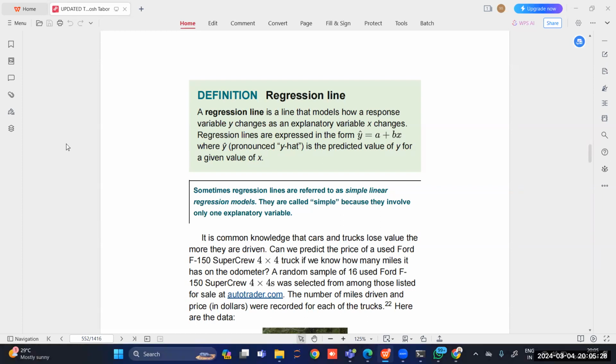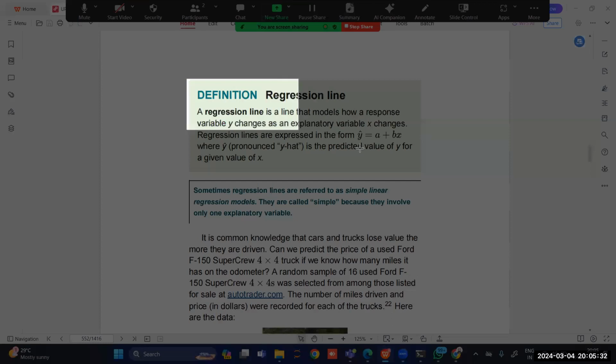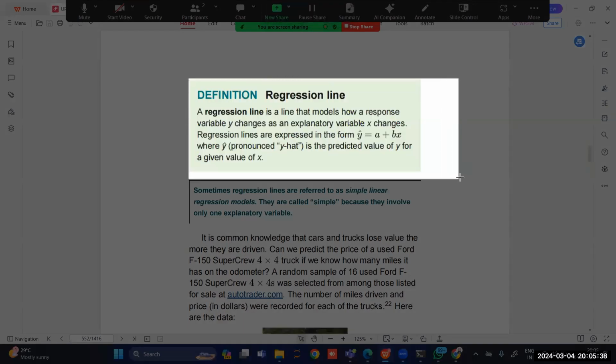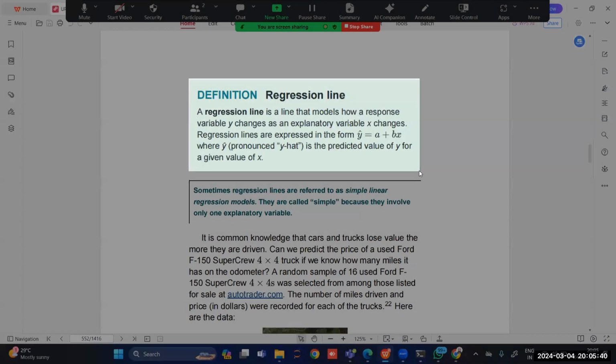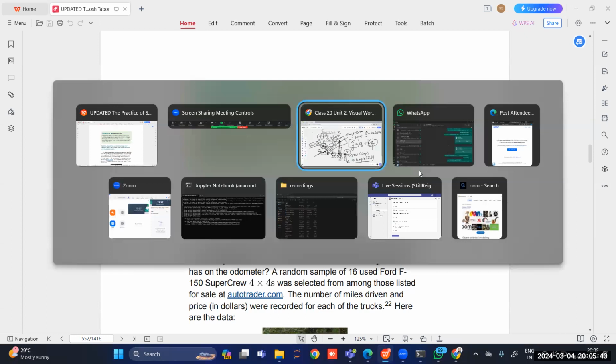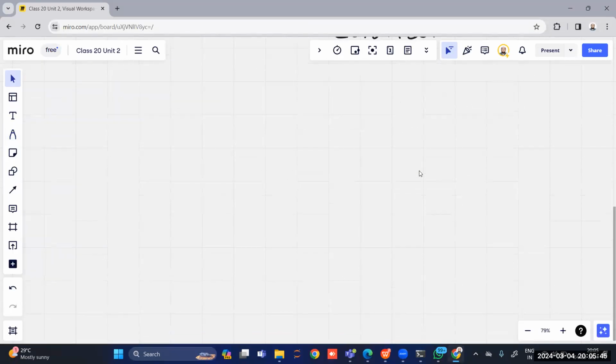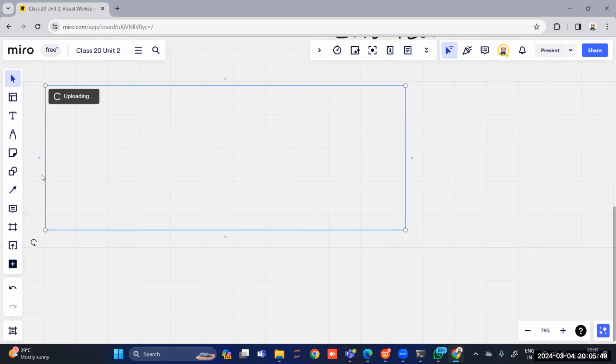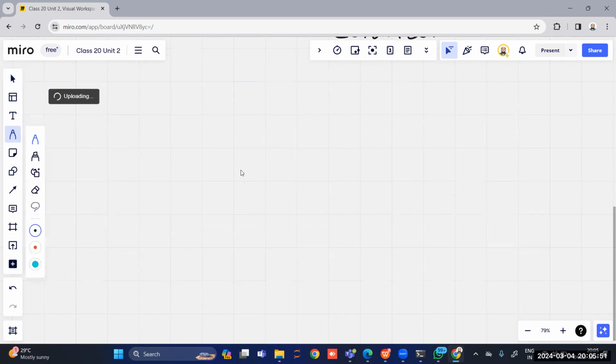Okay, so I'm back. You can write down this definition. I'll take it on my board. This is a very important definition. So we'll go on to the definition once. Okay, so what is regression?